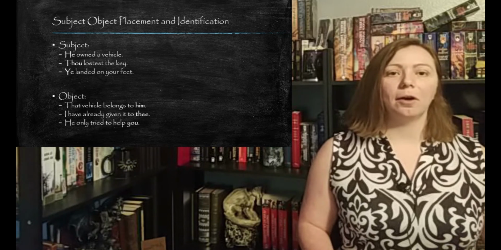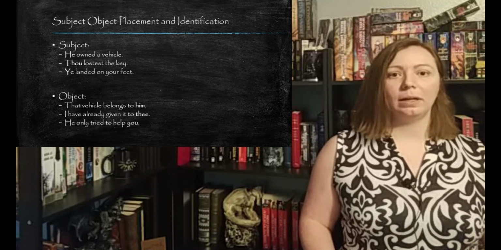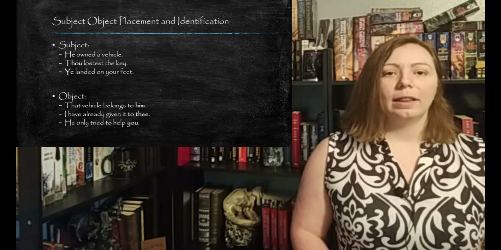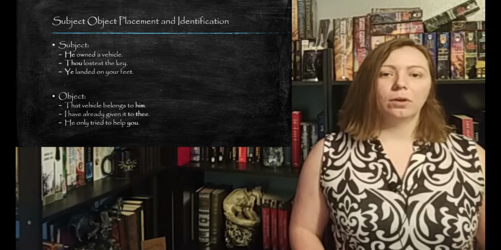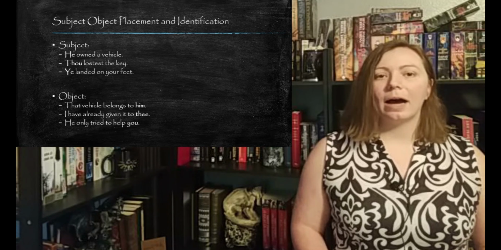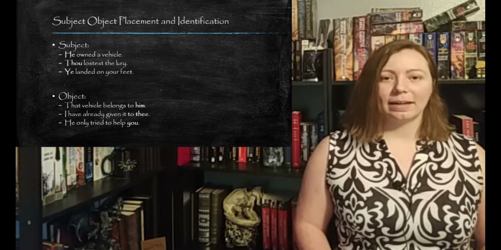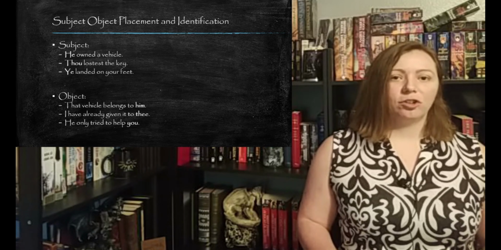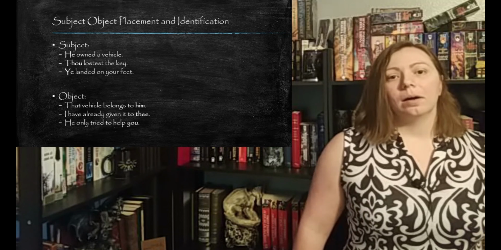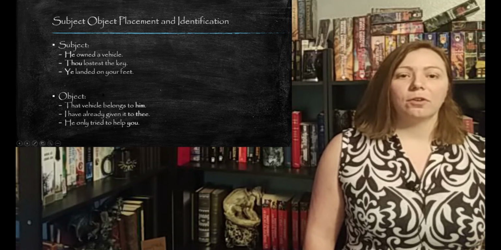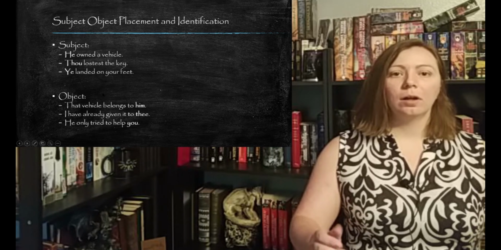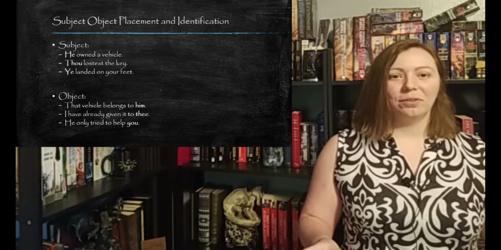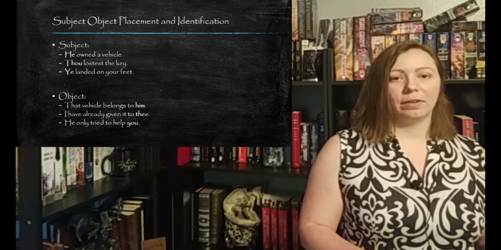We have he owned a vehicle. This should be second nature to English speakers. He owned a vehicle. Thou lostest the key. You'll notice that our verb is changing when I'm using thou. We'll get into that in the second video. But for now, just kind of notice that it's changing because of thou. And then ye landed on your feet. That's all of you. All of you is how we would say that in modern English. All of you landed on your feet. Ye landed on your feet.